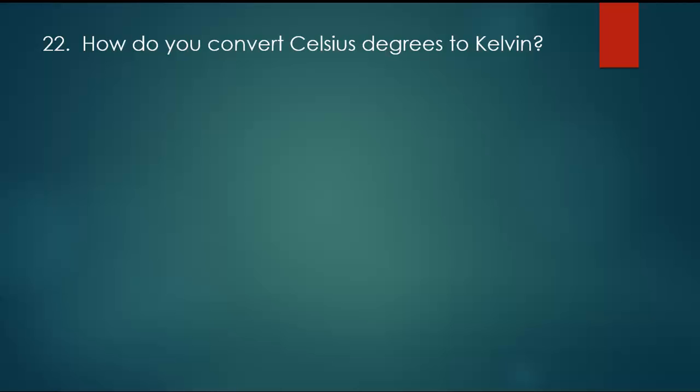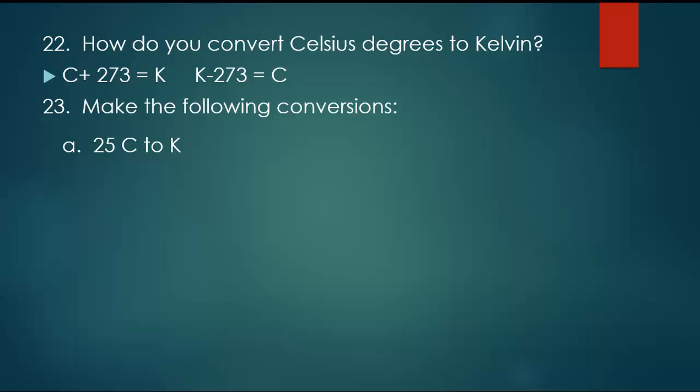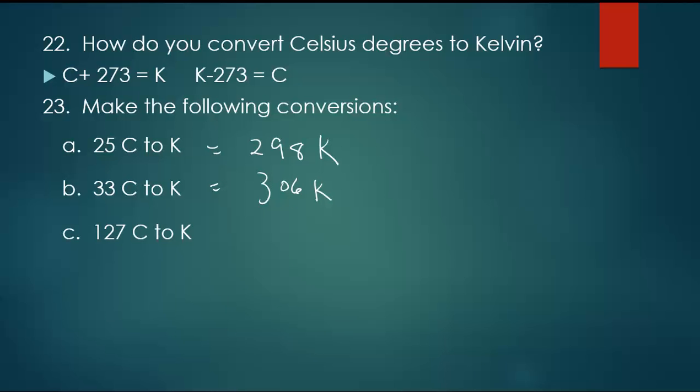Gotta love the Cubbies. How do you convert Celsius to Kelvin? Add 273. That easy. Add 273. Oh, I forgot to tell you guys, this is chemistry, so you should have out your periodic table and your calculators. All right, let's make the following conversions. 25 C to Kelvin. Add 273. 25 plus 273 is... 33 degrees C to Kelvin. 33 plus 273 is? 127 C to Kelvin. 127 plus 273 is?